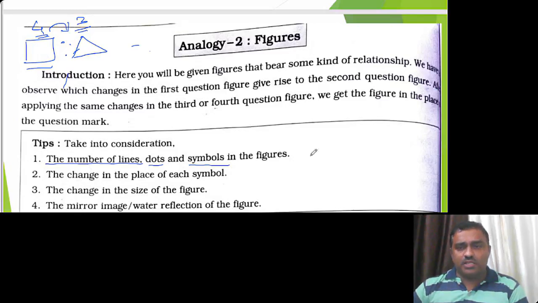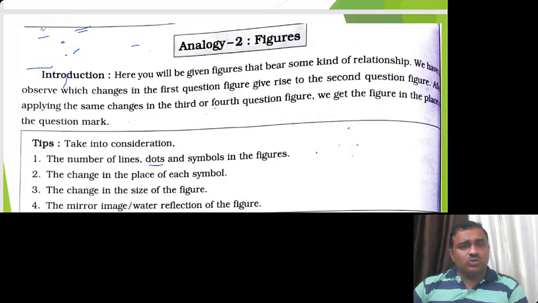Okay, so that is the number of lines, dots. Suppose the figure is like this. Here are 4 dots. Here are three dots. You have to see one dot is less. So you have to define a relationship with the help of lines, dots, and any other symbols. There will be more symbols. Okay, so you have to go for it.